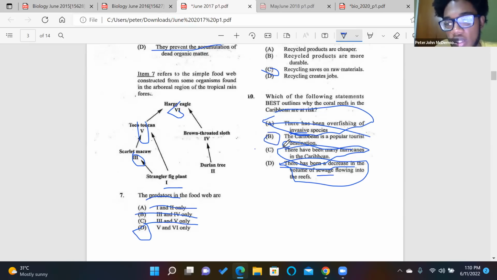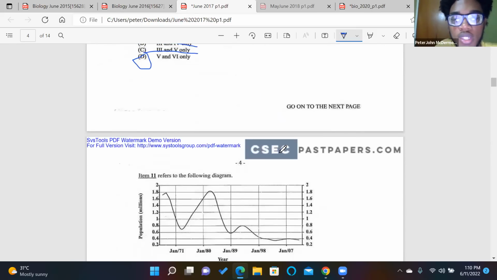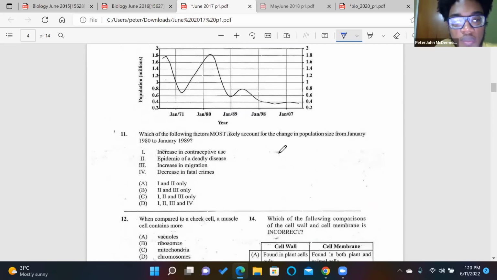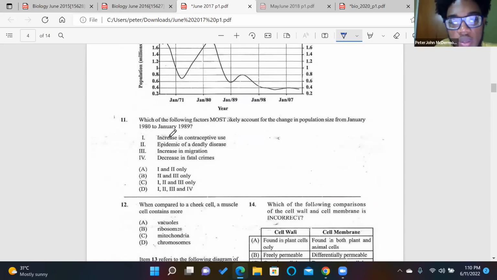Caribbean is a popular tourist destination. That's the one I would put, because when they come here, they kind of damage the coral a lot. So it's either between B or C, and I would put B. But if you disagree, then you just disagree. And yeah, we did this question already.